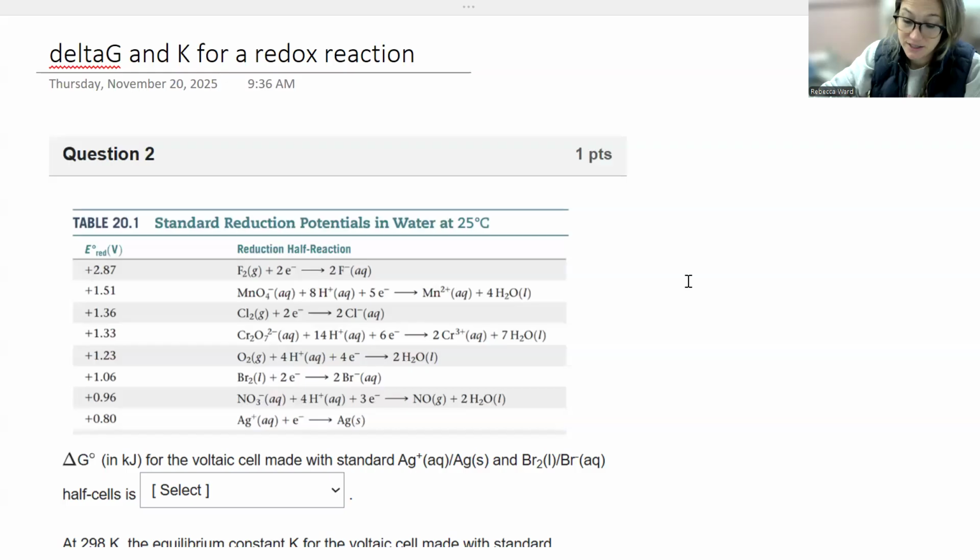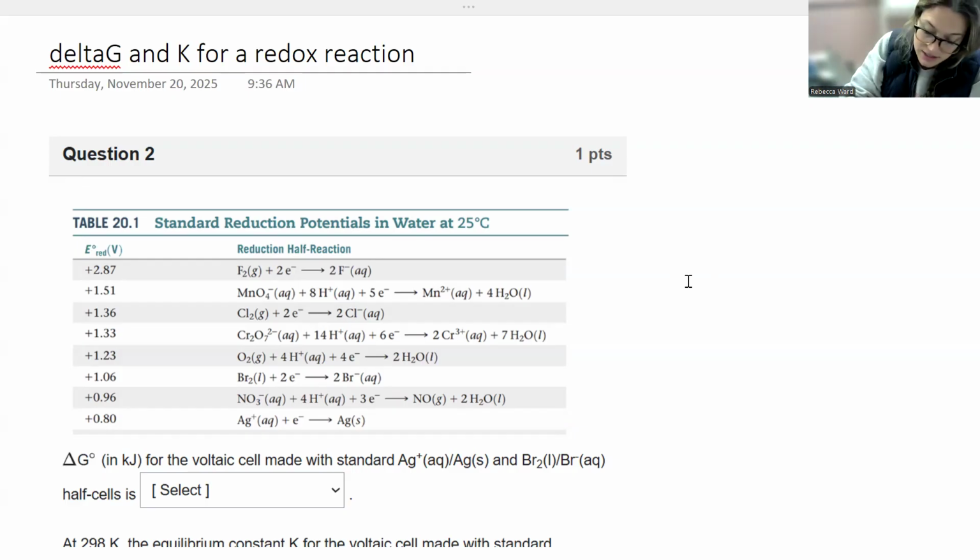Here we're provided the standard reduction potentials for a number of reduction reactions, and we have to calculate the standard deltaG, or the standard Gibbs free energy, for a voltaic cell made with two standard half cells, a silver half cell and a bromine half cell. And then we're going to calculate K for a different voltaic cell.